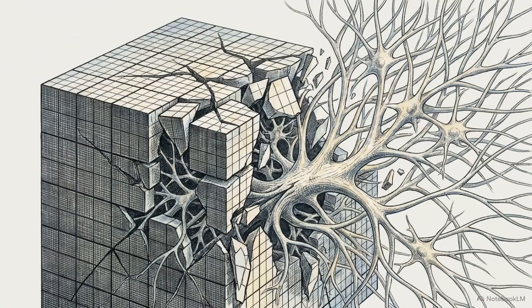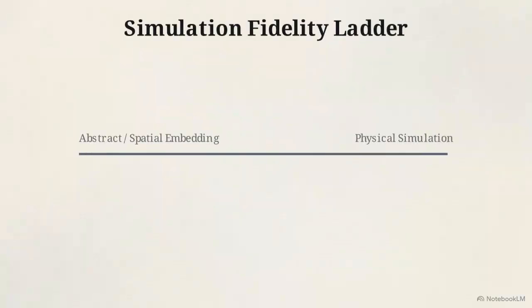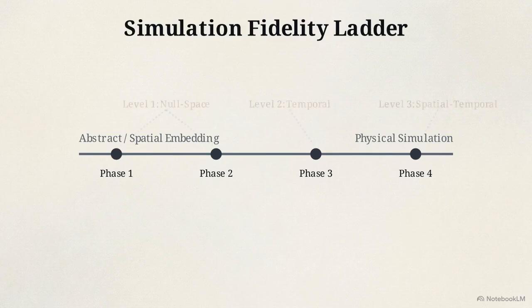Unlocking biological efficiency in AI requires abandoning static mathematical matrices in favor of dynamic, physically embedded spatial networks. This research plan charts the transition from standard spatial embedding to full physical simulation, establishing a 4-phase roadmap to test where glial mechanisms provide computational value.